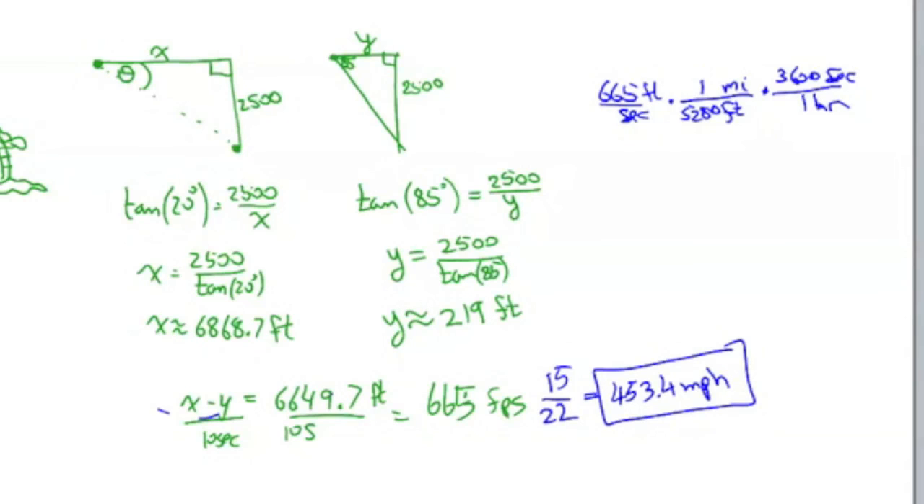Either one works. The 15 over 22 is just a neat little shortcut to go from feet per second into miles per hour. Now if you want to go backwards, miles per hour to feet per second, you take that fraction and flip it. It becomes kind of easy. So this is a way an airplane pilot can figure out how fast he's going if he doesn't have a speedometer.